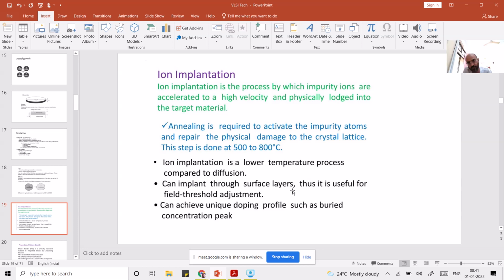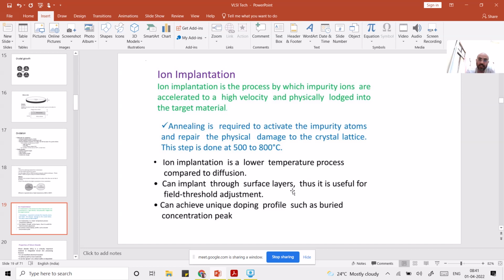One more thing: as I told you earlier, it will again create stress. If the dopant size is large, it will create stress in the surface, wherever this doping is done. So it will create mechanical stress and electrical stress.